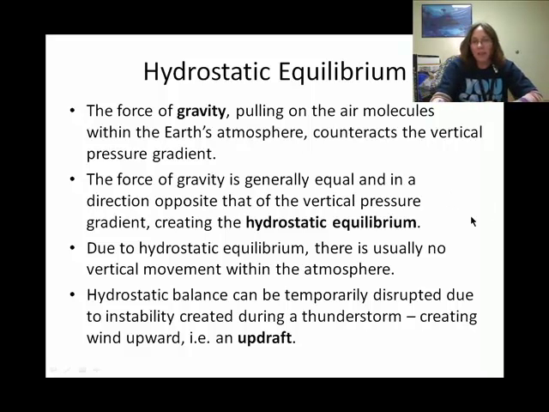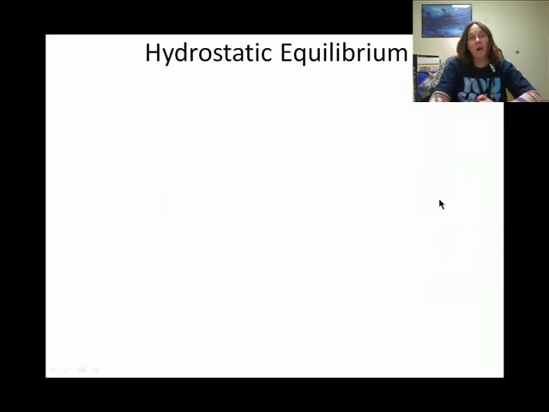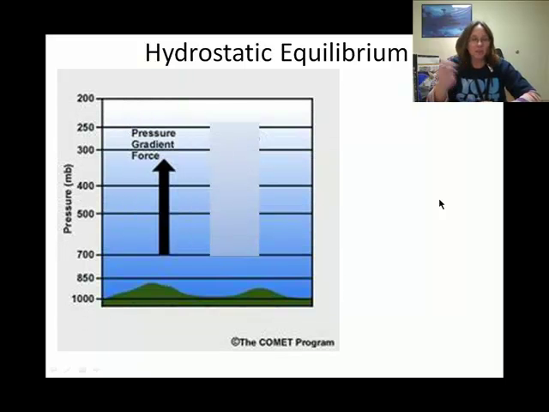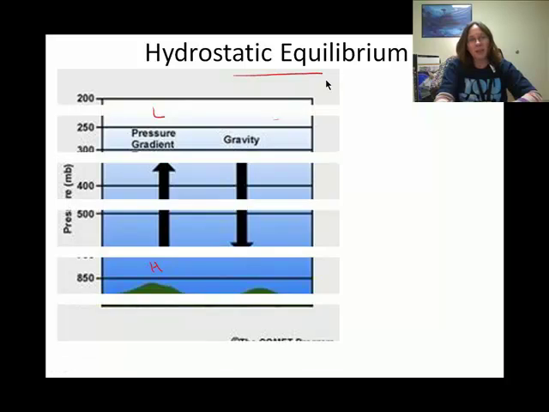Hydrostatic equilibrium. If this is my PGF, pressure gradient force, which you're going to see in the next slide, because we have a high pressure on the Earth's surface and a low pressure up there, it is balanced, and so I'm going to draw the same size arrow downward for the force of gravity. So it's a wash, and these figures show that. That is the pressure gradient force from high to low, because we know the air gets thinner as you go up in elevation, and this is the force of gravity. Together we call that hydrostatic equilibrium.